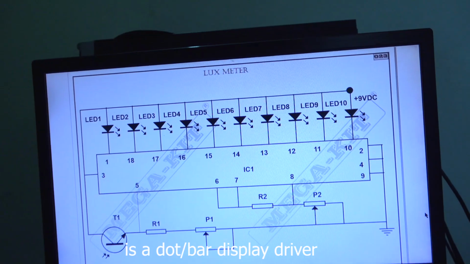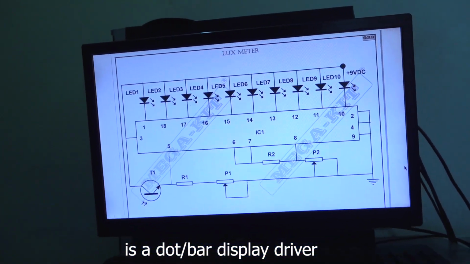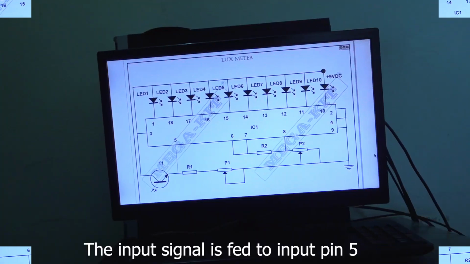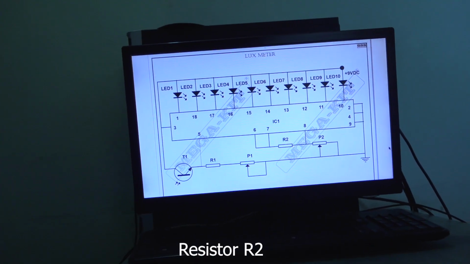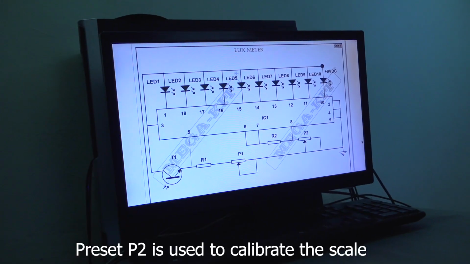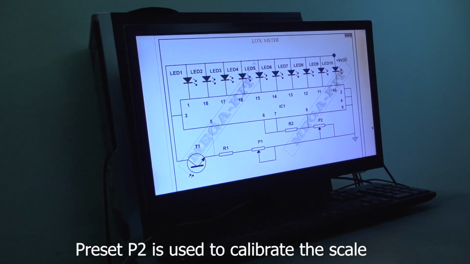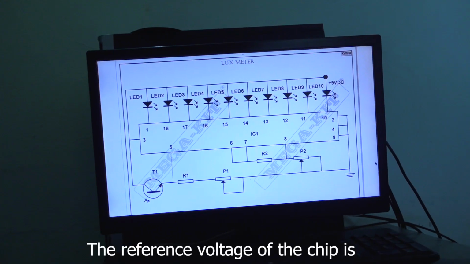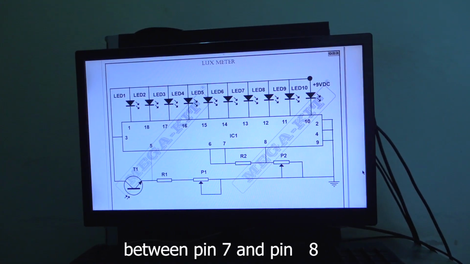LM3914 IC1 is a dot bar display driver used here in dot mode. The input signal is fed to input pin 5. Resistor R2 controls the LED current. Preset P2 is used to calibrate the scale. The reference voltage of the chip is between pin 7 and pin 8.